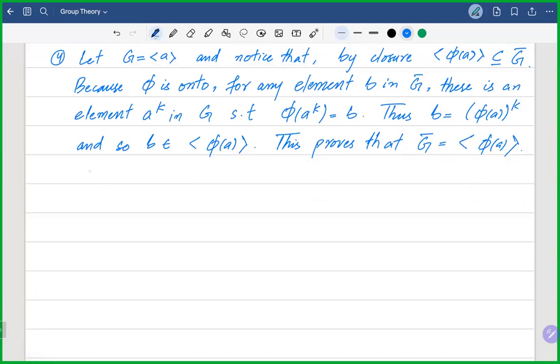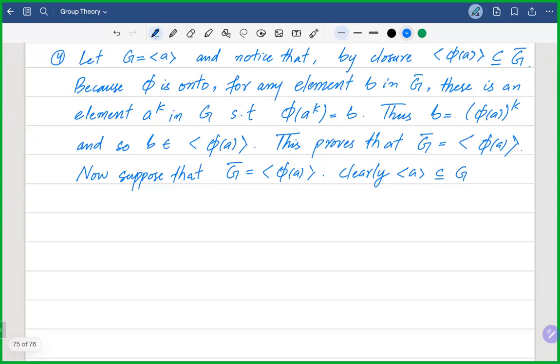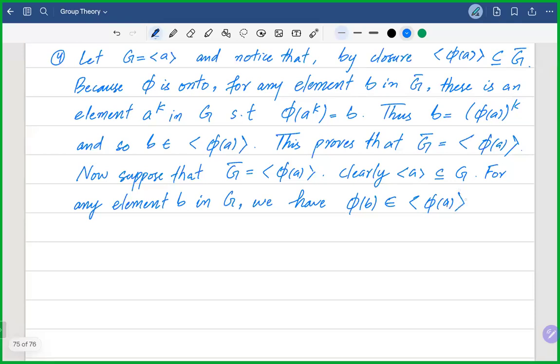Now suppose that G bar is generated by phi of A. Clearly, A is the subset inside G. For any element B in G, we have phi of B as an element inside the subgroup generated by phi of A.